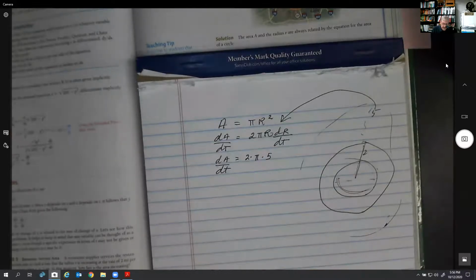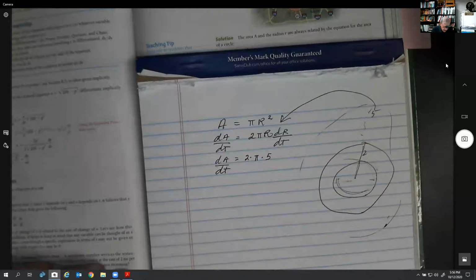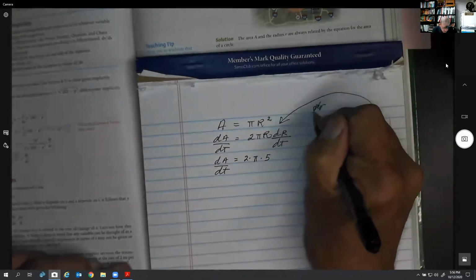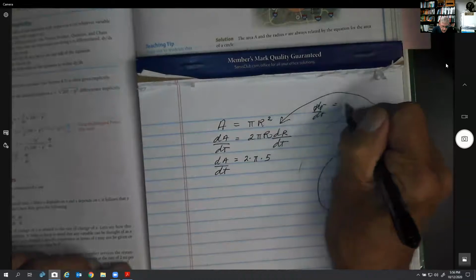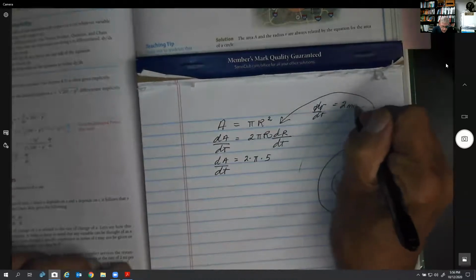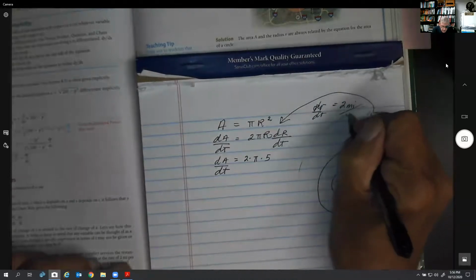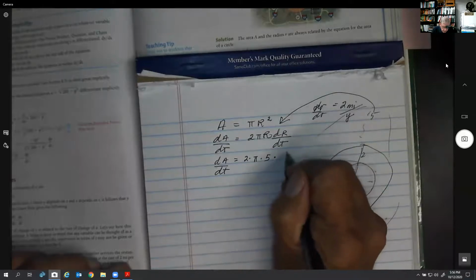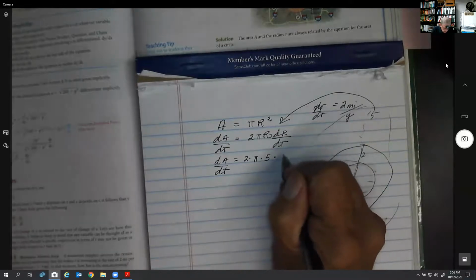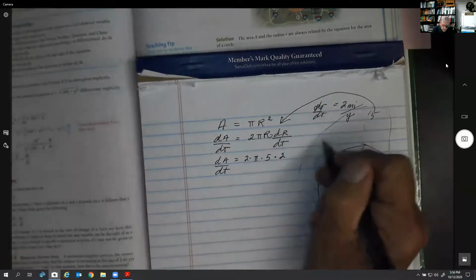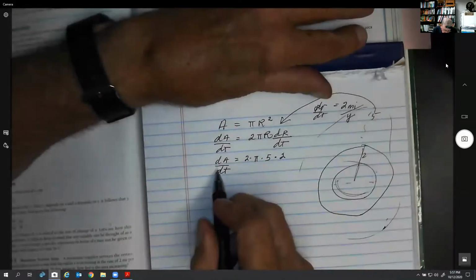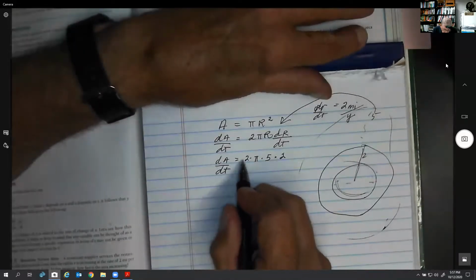And dr dt is the rate at which the radius is changing. The rate at which the radius was changing was 2 miles per year. So that would be the rate at which it's changing. It would be 2 per year. Okay, so this is telling us how fast the area is going to be changing.